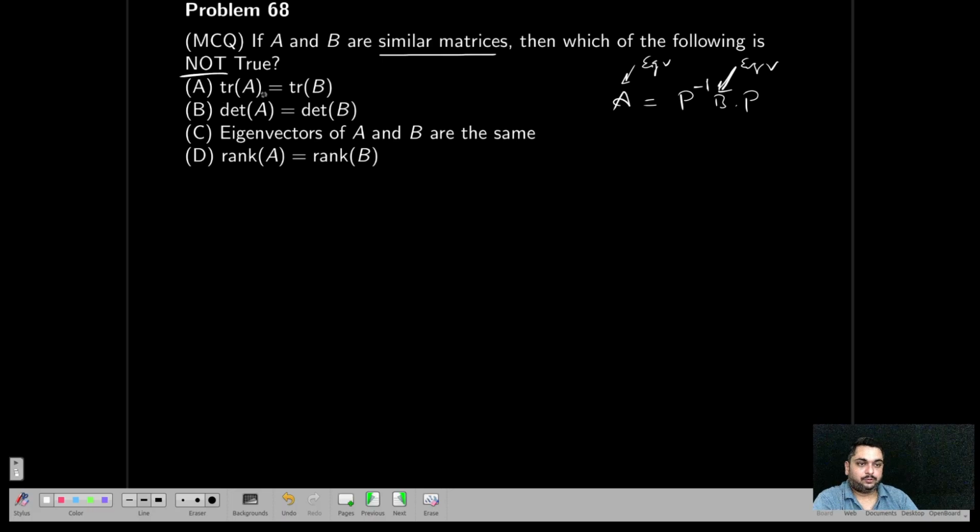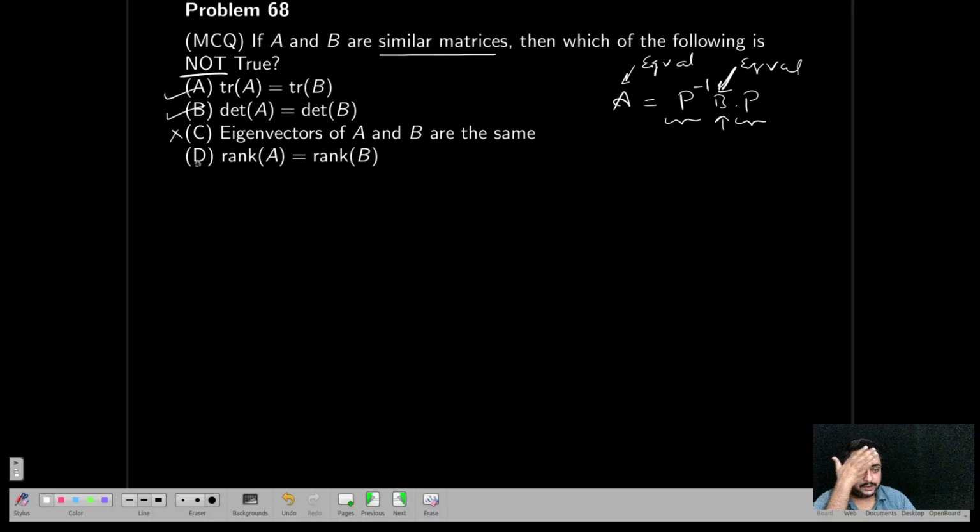Trace of A equal to trace of B. Since the eigenvalues of both matrices are the same, the trace will be the same, and the determinant will be the same. Eigenvectors of A and B are the same. See, eigenvectors need not be the same. Even if my eigenvalues are the same, the eigenvectors need not be the same for both matrices. Once I form this B matrix it can have different eigenvectors, but they will have only the same eigenvalues. So this is not true.